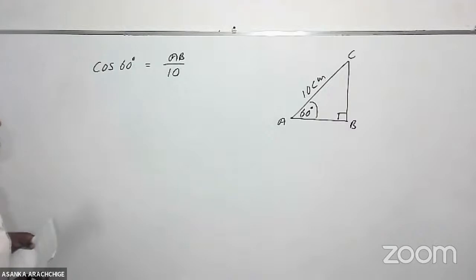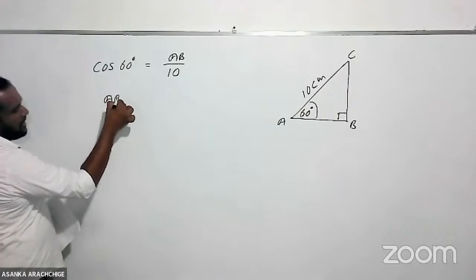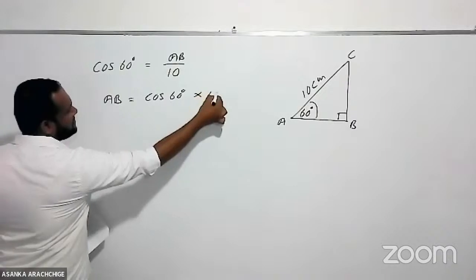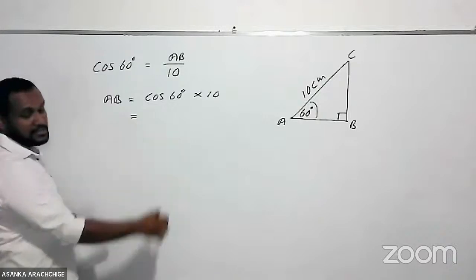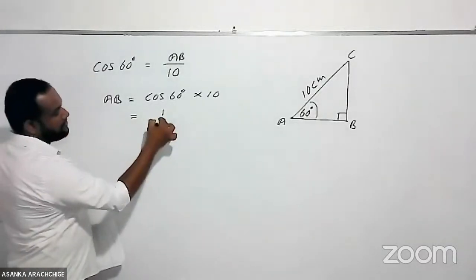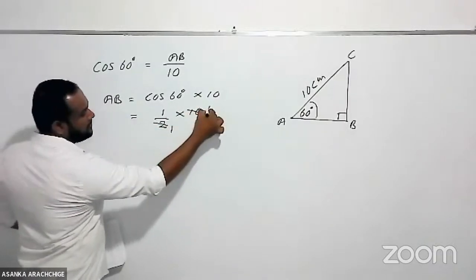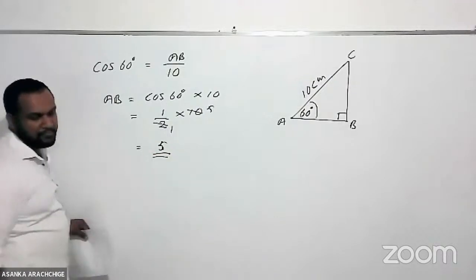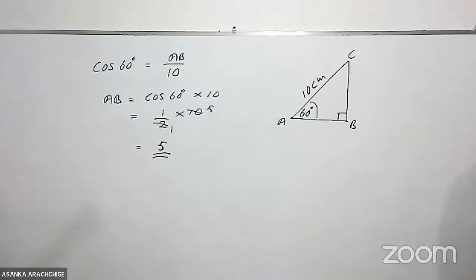Now, before substituting, you can make AB the subject. Then AB must be cos 60 times 10. You can do the cross multiplication. What is cos 60? Half. Half into 10: 2 times 5 is 10, so that is 5 centimeters. Answer: 5 centimeters.